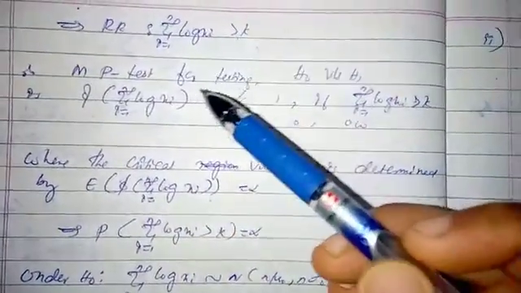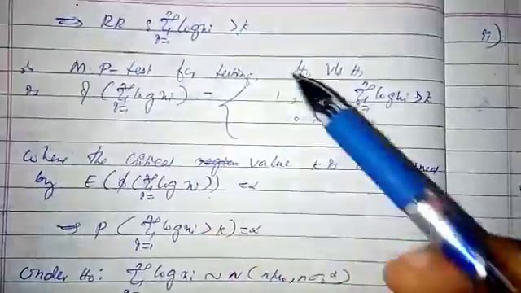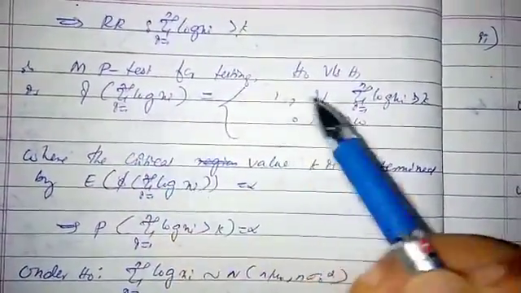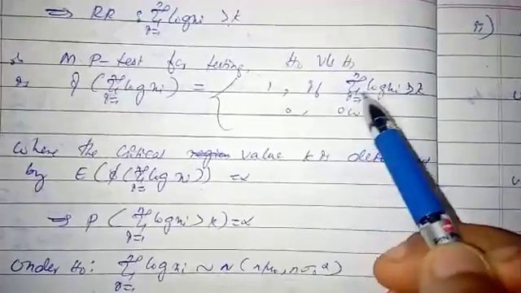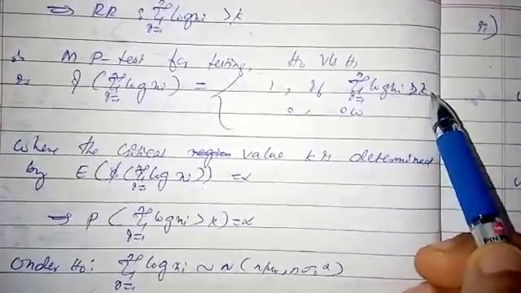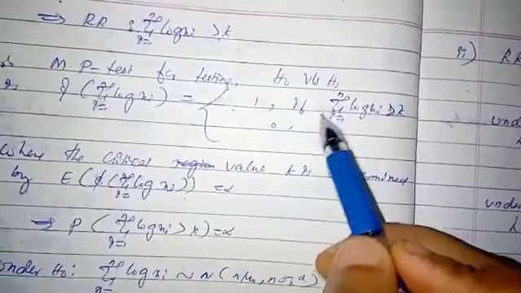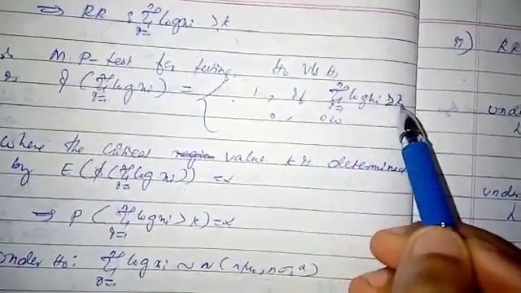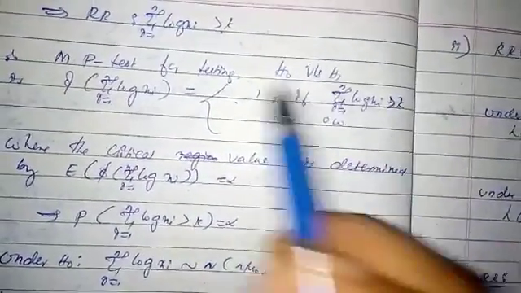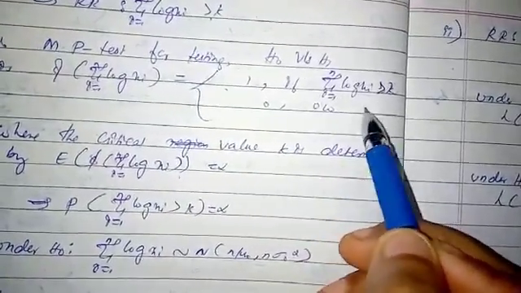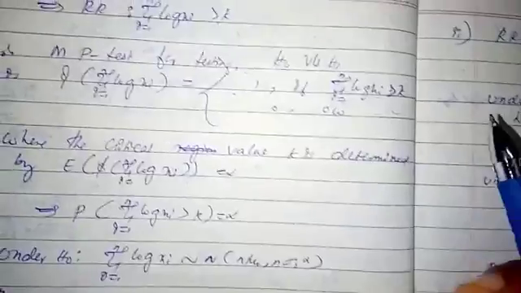From that we can say that the MP test for testing H0 versus H1 is phi of log xi equals 1 if summation log xi is greater than k. That is, we reject H0 when summation log xi is greater than k with probability 1. We do not reject H0 when summation log xi is less than or equal to k, that is, with probability 0.